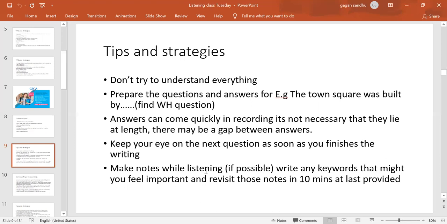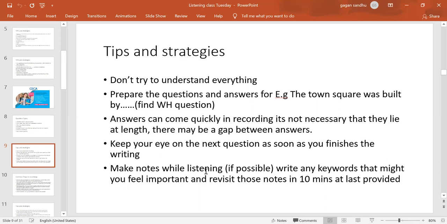But in that whole listening conversation time, if you are not understanding one or two phrases or words, and they're not related exactly to your answer, don't worry about them much. And always plan out what type of answer you are after, so how you're going to decide which WH you are looking for.